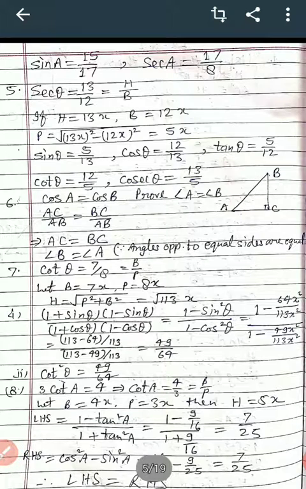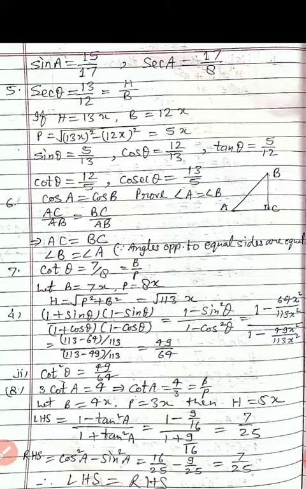Now we have to find sin theta. Sin theta equals p upon h. p is 5x upon h is 13x. So x cancels, and we get sin theta equals 5 upon 13. Now cos theta, that is b upon h. b is 12x, h is 13x, so x cancels again, and we get cos theta equals 12 upon 13.